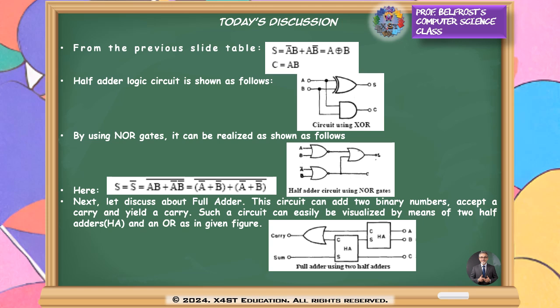Okay, so from the half adder we can develop the full adder. A full adder can add two binary numbers, accept a carry and produce a carry. Such a circuit can easily be visualized by means of two half adders and an OR gate, which is shown in the given figure.